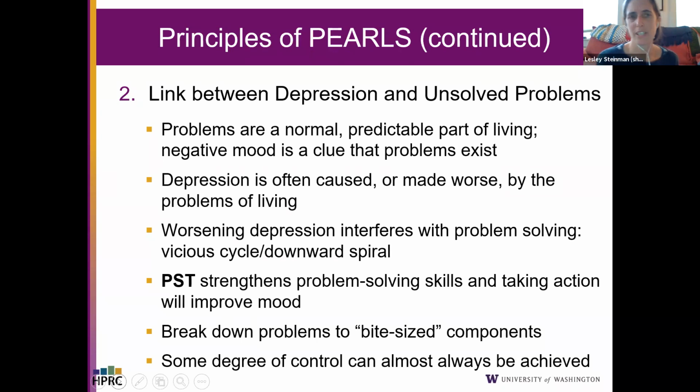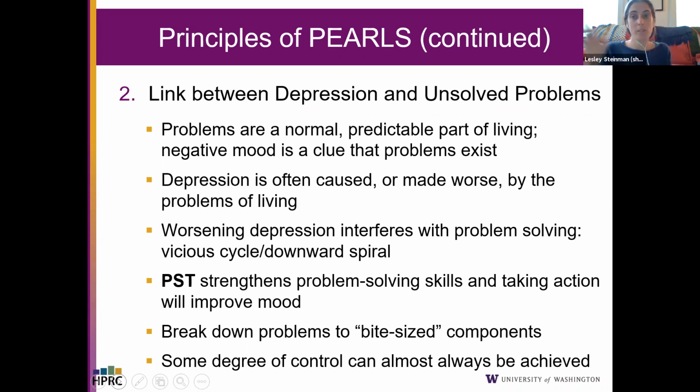Doesn't have to be hypertension. That's just based on the work we do. We tend to see a lot of folks with hypertension and diabetes. The second principle is that there is a link between depression, this chronic health issue, and unsolved problems. And while problems are a normal, predictable part of living, a negative mood is a cue that these problems exist. And depression can really be caused or made worse by problems of living.